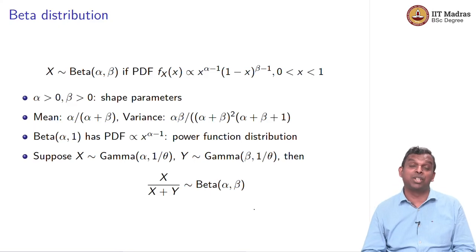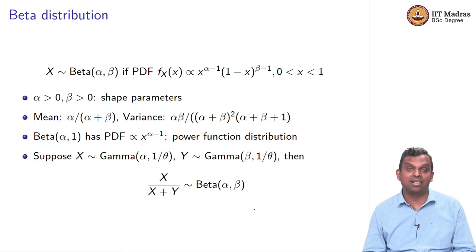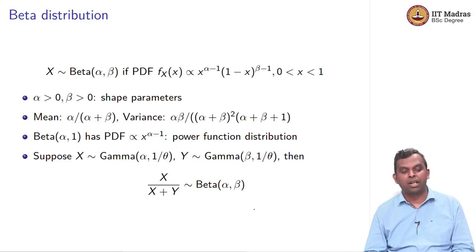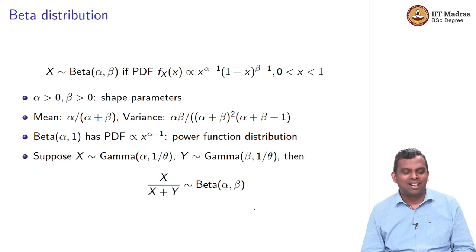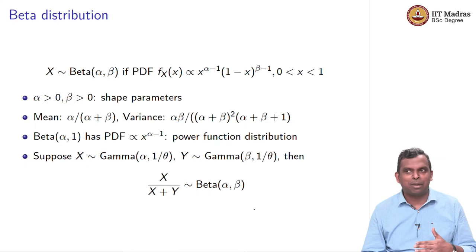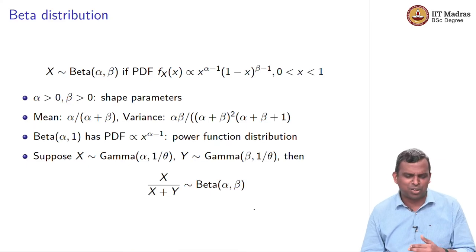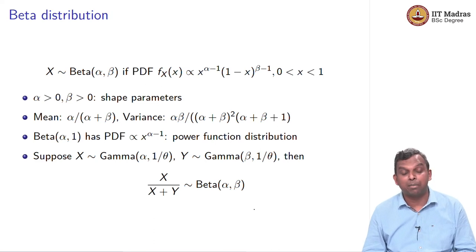The next distribution that we'll see, which is very common in statistics, is called the beta distribution. Once again, two parameters. The first parameter is called alpha, the second parameter is again called beta. Maybe I should call it something else, but it's common to call it beta. Some people call them A and B.